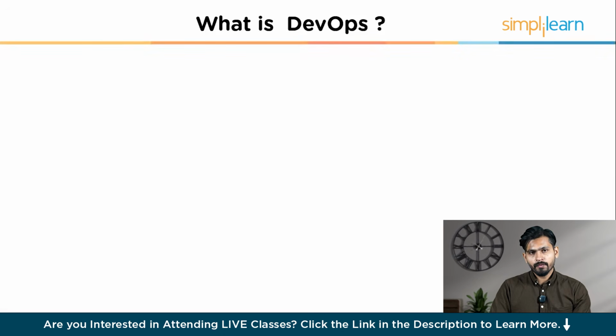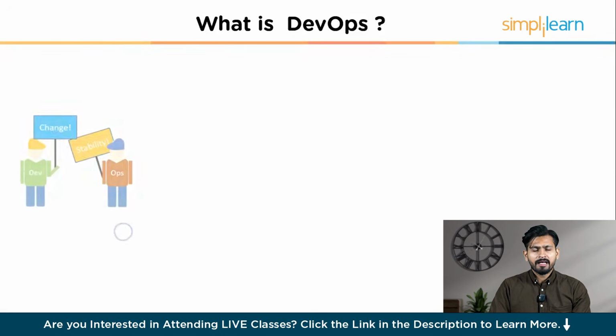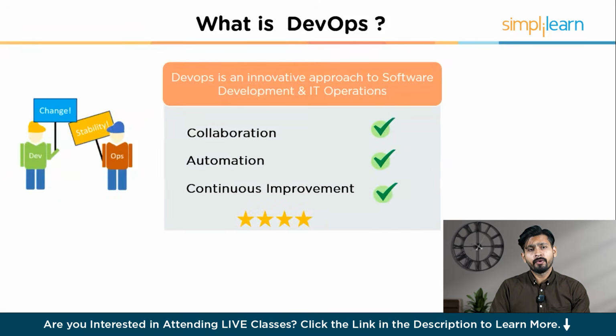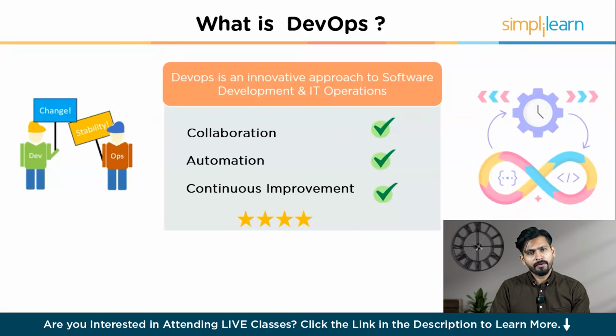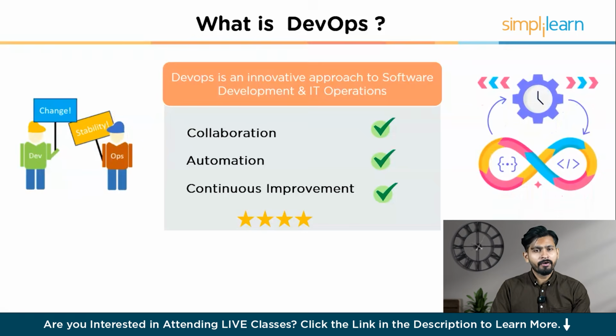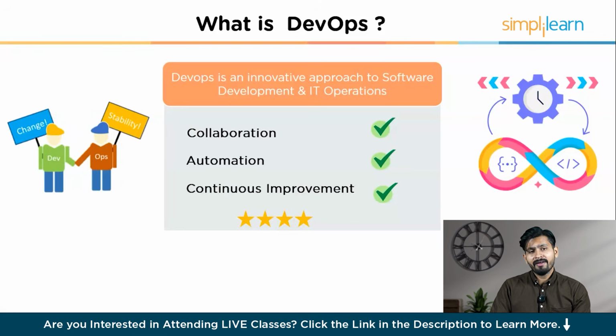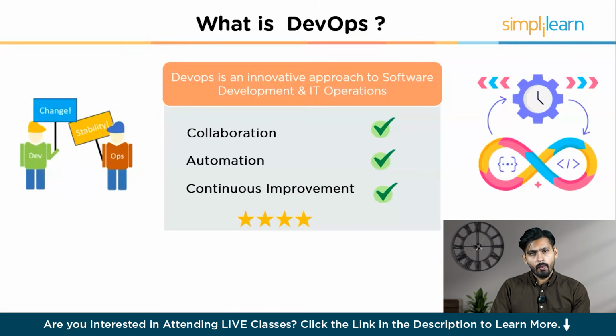So guys, let's start with what is DevOps. DevOps is an innovative approach to software development and IT operations that emphasizes collaboration, automation, and continuous improvement. The goal is to bridge the gap between developers who write the code and operations who deploy and manage it, leading to faster, more efficient production cycles and deployments. So this was a basic definition of DevOps. Now, I hope you have got a brief idea regarding this. Now let's move on and understand why DevOps.